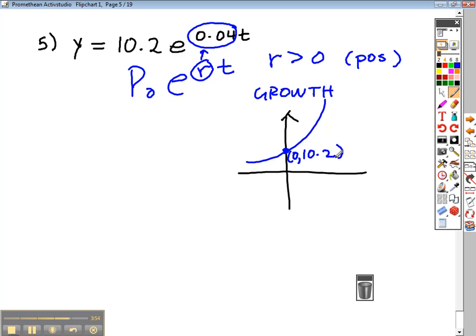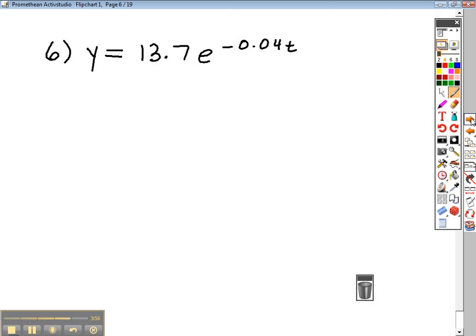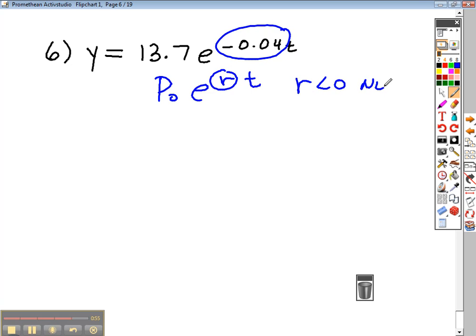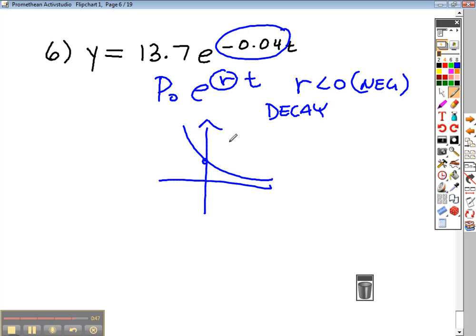Okay. The next problem is similar. It's asking you, again, this looks like P sub 0 e to the RT. I'm just looking at R. If R is negative, it turns out that you can show that it's decay. So the answer there is decay. And if you're not sure, again, you can graph it, and you can see that it decays down, and that passes through 0, 13.7.